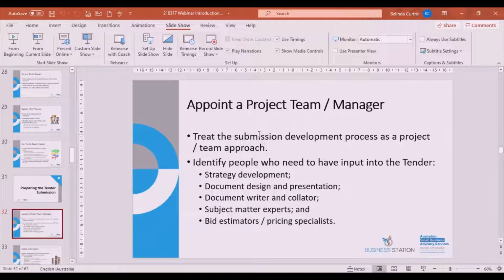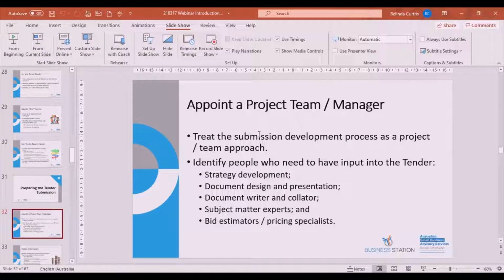So during that period, you've got to get a lot of information together to help put together the submission. So treat it as a project in itself, and that sort of project approach, very methodical in terms of gathering your information, liaising with key personnel. I mean, it could just be you if you're a single person consultant or business, but you need to identify who and what needs to have input into your tender submission.